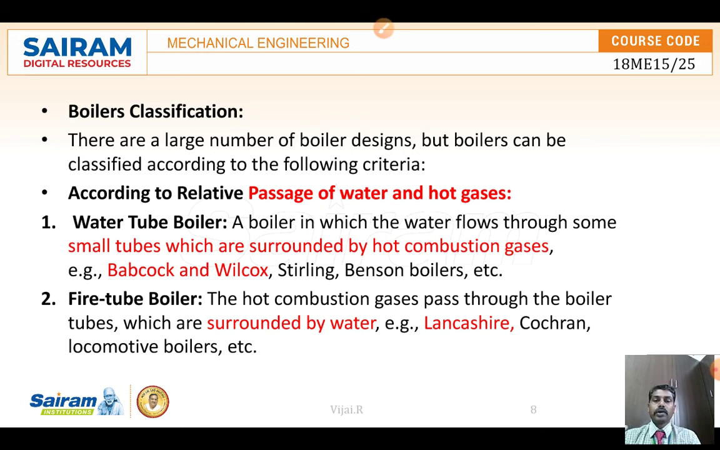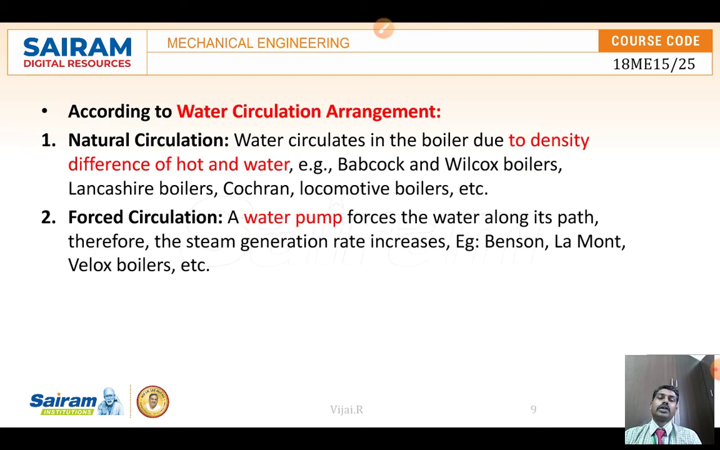And fire tube boilers are the ones where hot flue gases are passed through the tubes and water is surrounding them, so the water gets heated up due to the hot flue gases passing through the tubes. So we call it a fire tube boiler. Okay, so next, the second classification is based on the water circulation.